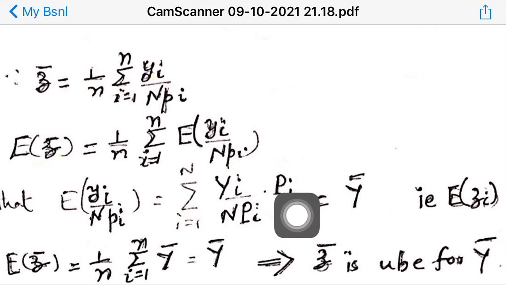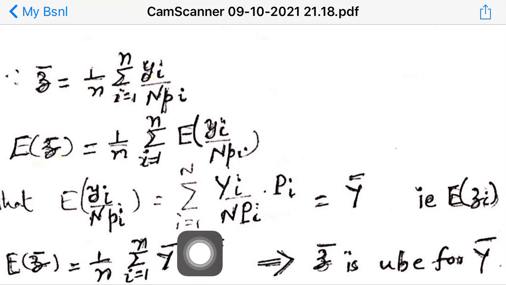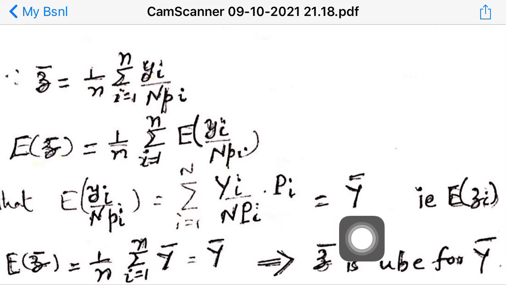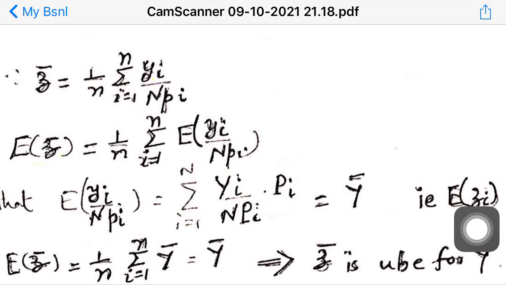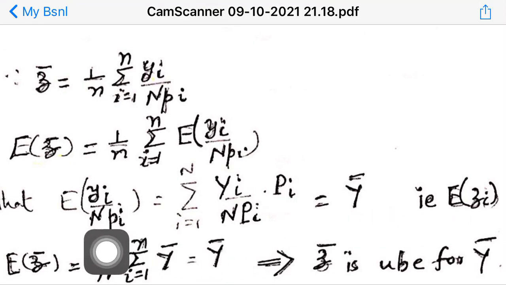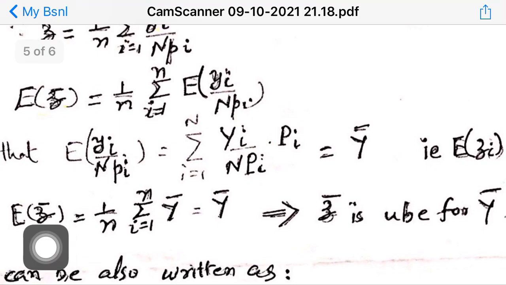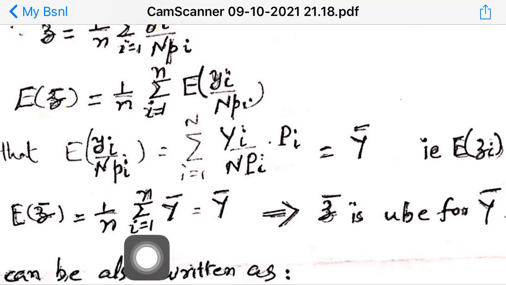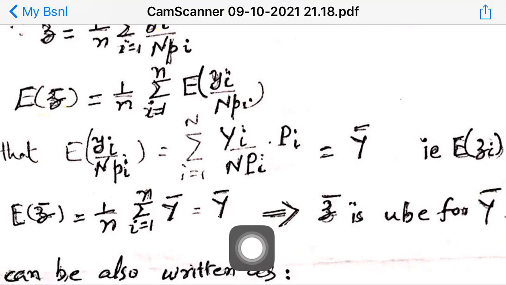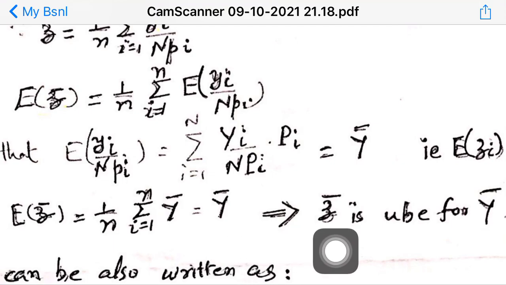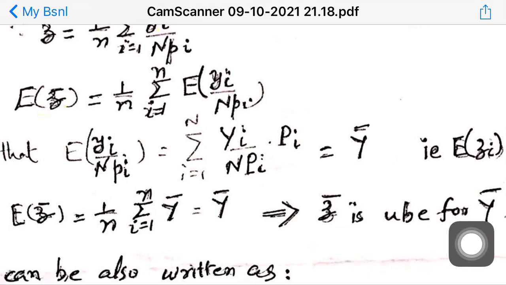And once this capital Pi and this capital Pi cancel, you will have only sigma i equal to 1 to n of yi divided by capital N, which is equal to capital Y bar. So what you have is expectation of small zi, because zi is nothing but yi divided by n into pi. Therefore, expectation of z bar equals 1 by n into sigma i equal to 1 to n of capital Y bar. This capital Y bar is a constant, therefore this is 1 by n into n times Y bar, that is equal to capital Y bar. So you see that Z bar is an unbiased estimator for capital Y bar.